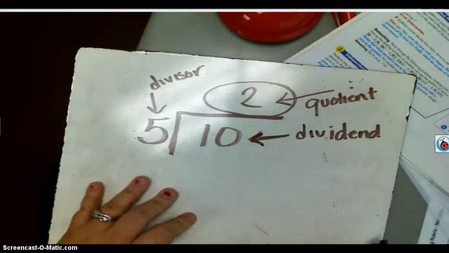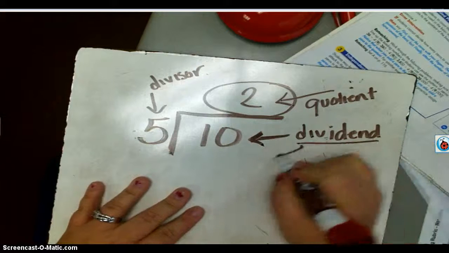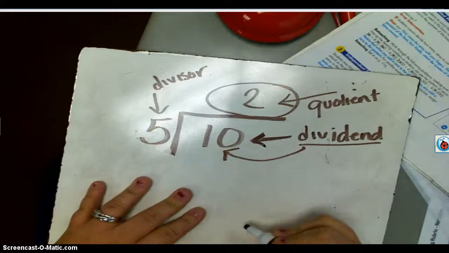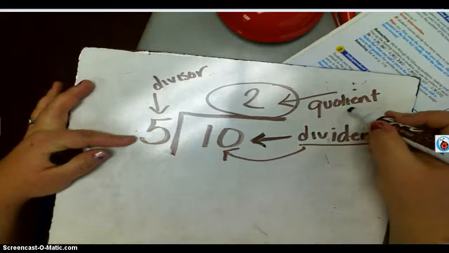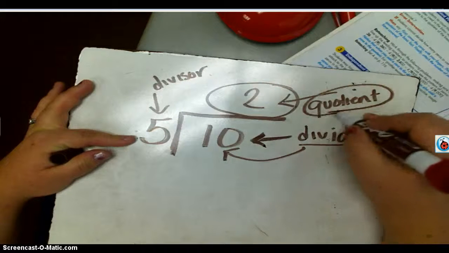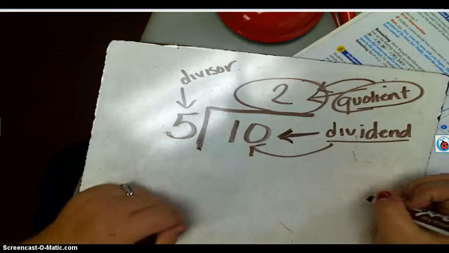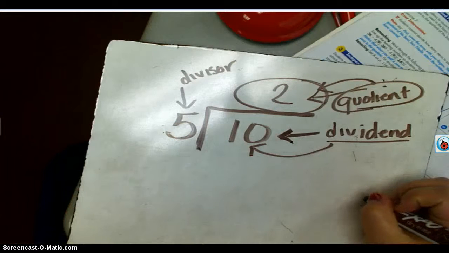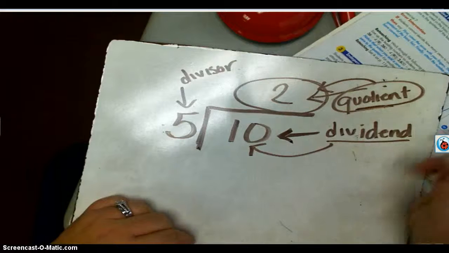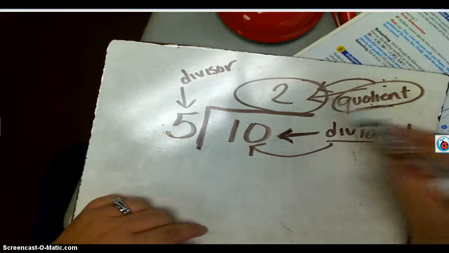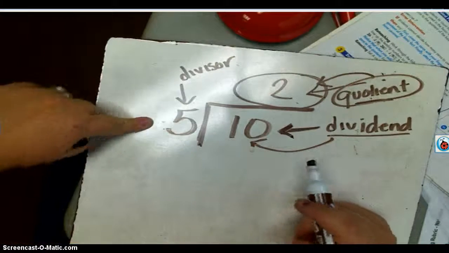Okay, so these are the 3 vocabulary words we need to make sure we know. Anytime we talk about a dividend, we're talking about the number inside the box. Anytime we talk about a divisor, we're talking about the number outside of the box. Product is my answer to multiplication. Quotient is my answer to division. I think I just said that backwards. But quotient is my answer to division. Okay? So dividend, divisor, quotient.